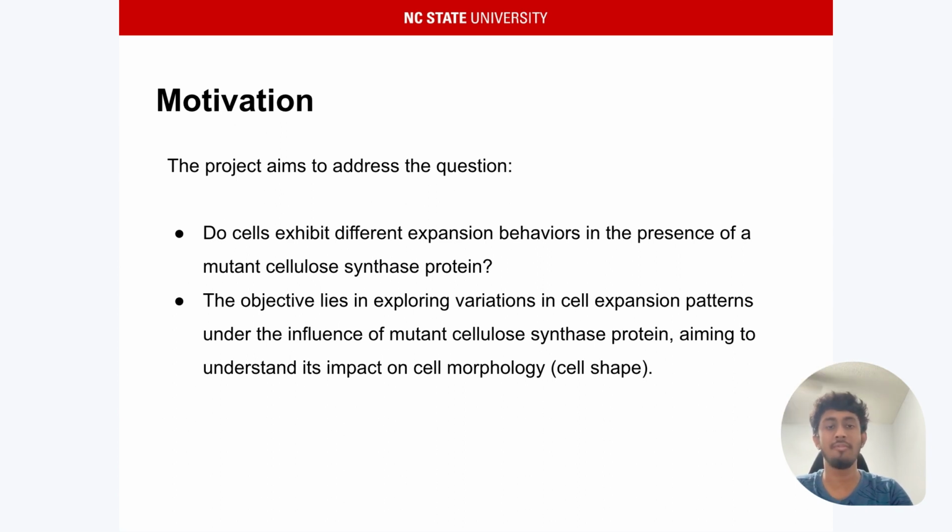So this project mainly focuses on exploring the variations in plant cell expansion due to the presence of one specific protein called mutant cellulose synthase. In simple words, does the presence of this protein really affect the way the plant cells expand? So our main objective is to calculate the circularity index for each and every cell present in the plant leaf. Why we are calculating the circularity index is that we need to check whether the cell is in a proper polygon shape, or is it getting expanded and becomes a mere circle.